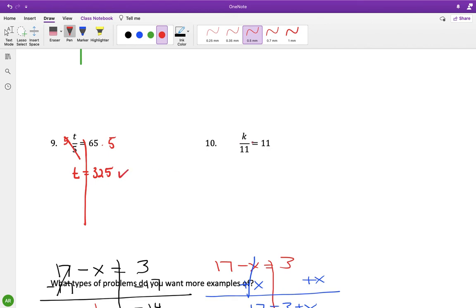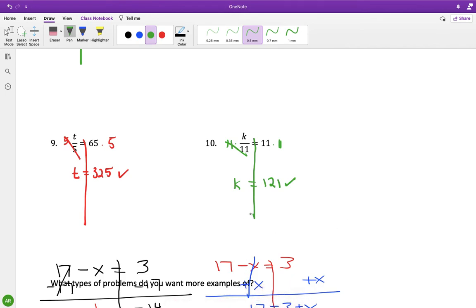Okay, same thing here. I'm dividing k by 11. The opposite of dividing something by 11 is multiplying, so I'm going to multiply both sides by 11. That cancels out. K equals 11 times 11 is 121. Now let's do some mental math. 121 divided by 11 is 11. That indeed works.